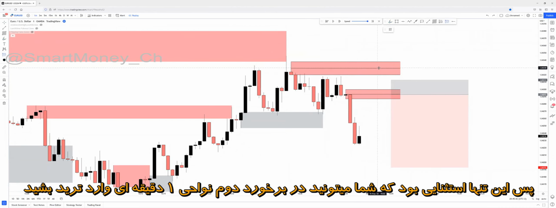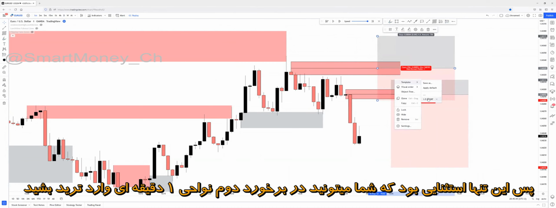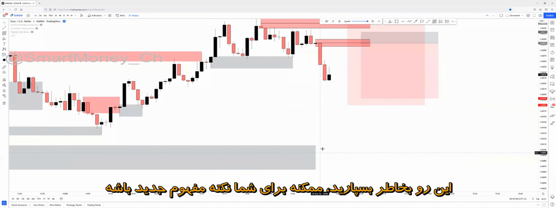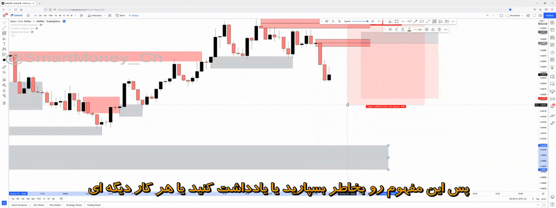So this is the only exception when you can actually expect a second mitigation of the 1 minute zone. Just remember this. This might be a new concept for you. Please just remember this concept, or take notes or anything.